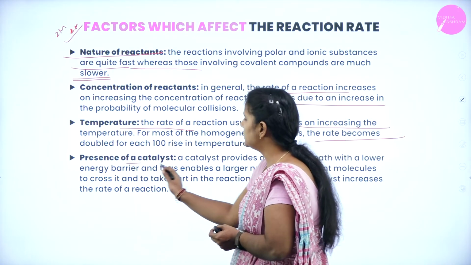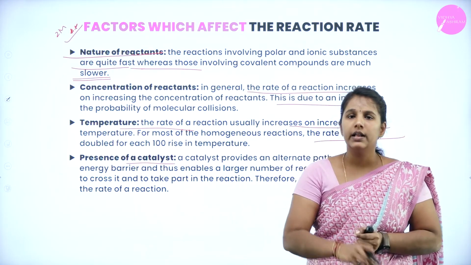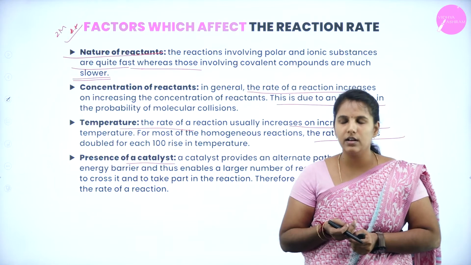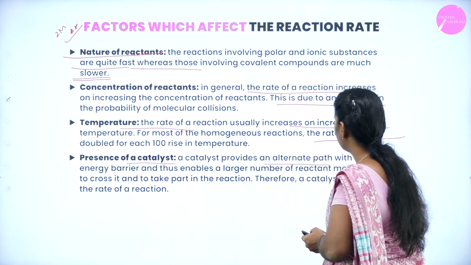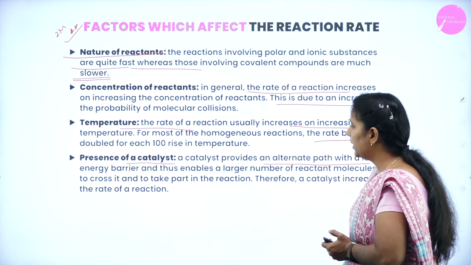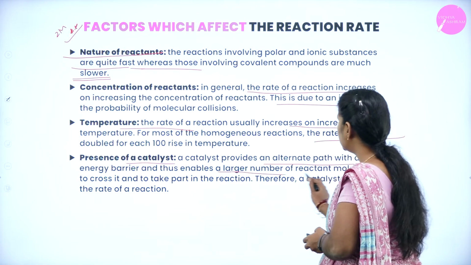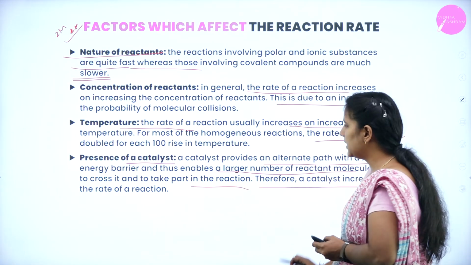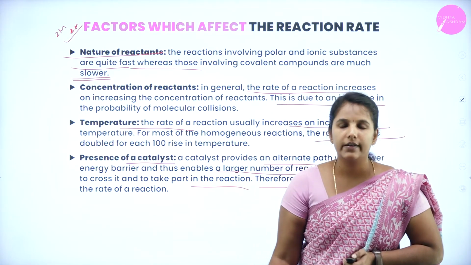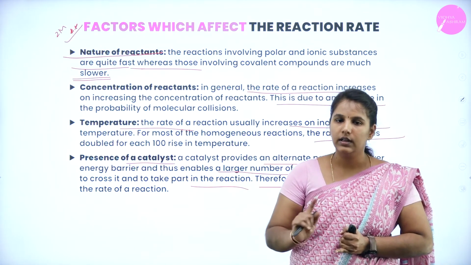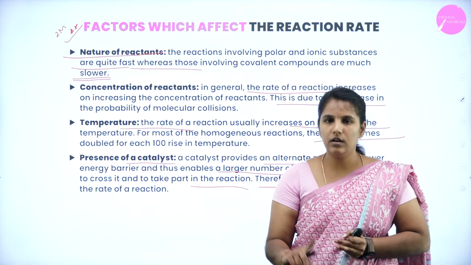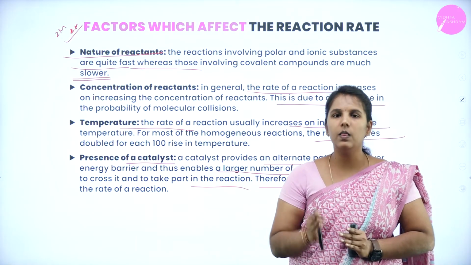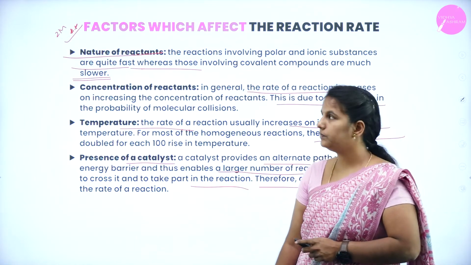Then comes the presence of catalyst. We all know that catalysts are substances that either increase or decrease the rate of the reaction. Is it right? The presence of the catalyst also provides an alternative path of a lower energy barrier, thus enabling a larger number of reactant molecules to cross through it and take part in the reaction. Therefore, the catalyst also increases the rate of the reaction. This is how the catalyst, temperature, concentration of the reactant and the nature of the reactant mainly affect the rate of the reaction.